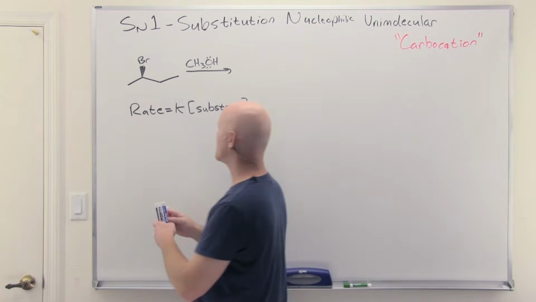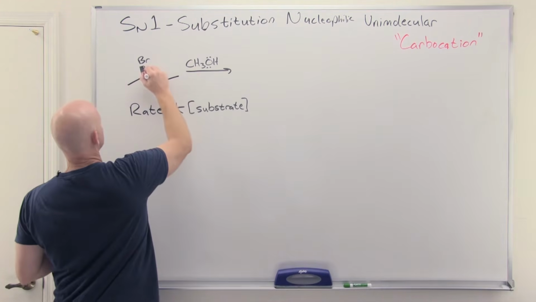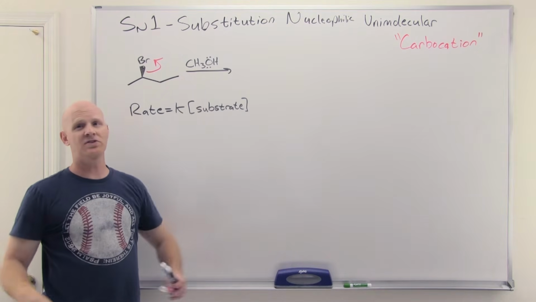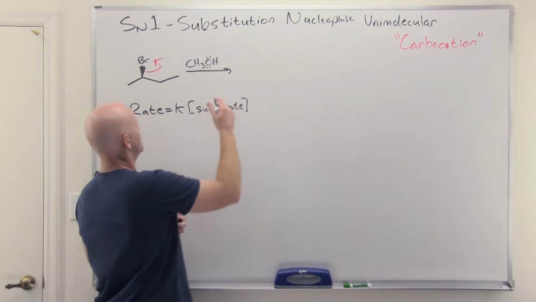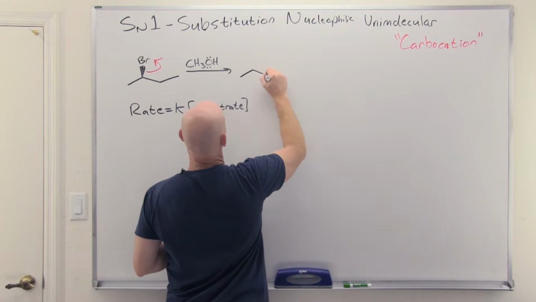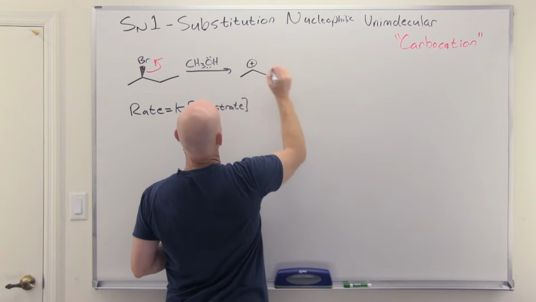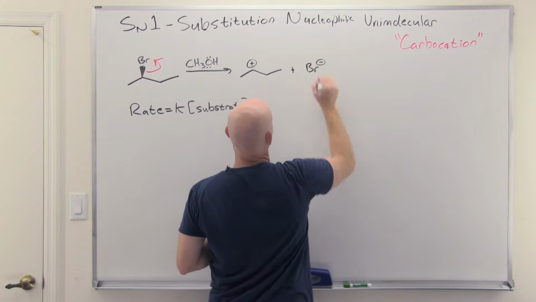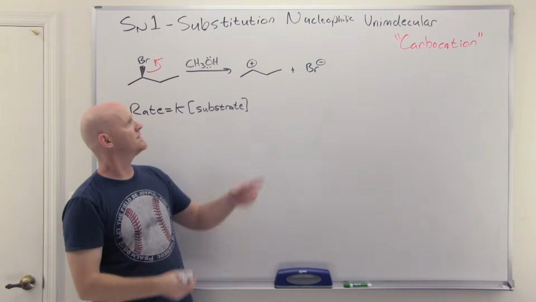So in this case, if we take a look at that mechanism, it turns out in step 1, your leaving group leaves all on its own. The nucleophile is not involved in this whatsoever. And if that leaving group leaves, that's where our carbocation intermediate comes from. Cool. Carbocation here.